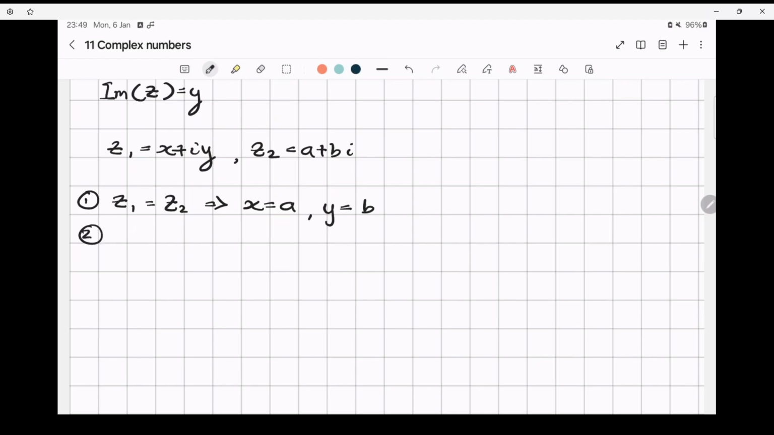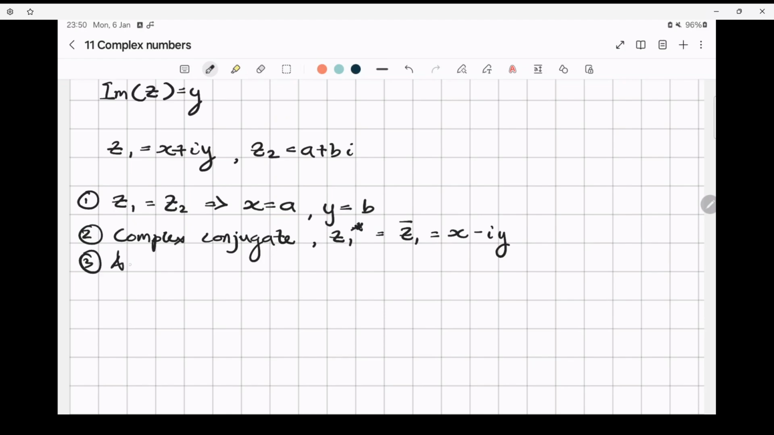Second property is the idea of complex conjugate. So complex conjugate usually is denoted by z star. So let's say I want to do it on z1. It's either denoted by z1 star or z1 bar. The idea is that z1 is equal to x plus iy. So basically now you are inverting the imaginary part to become minus iy. So that's the idea of complex conjugate. Why do you need to do this? We will see later on when we talk about multiplications.